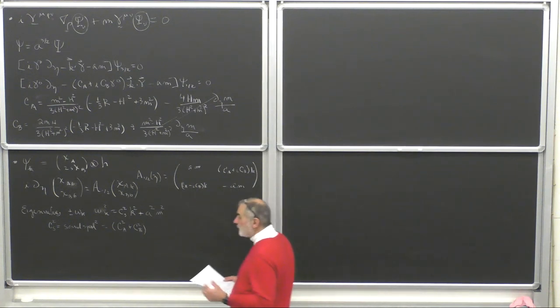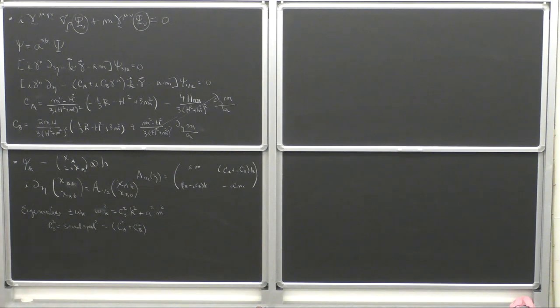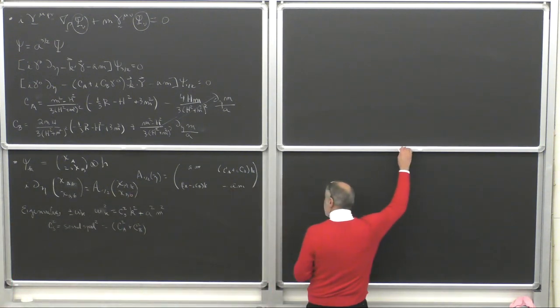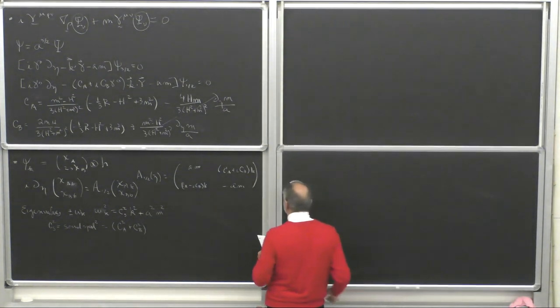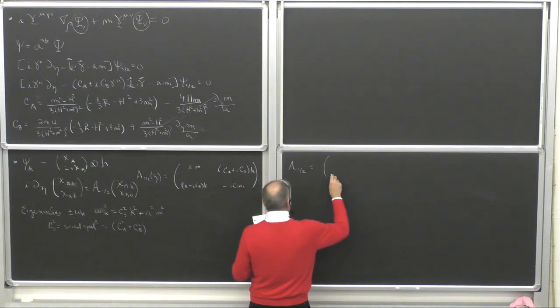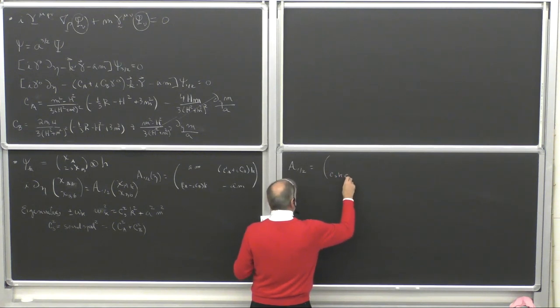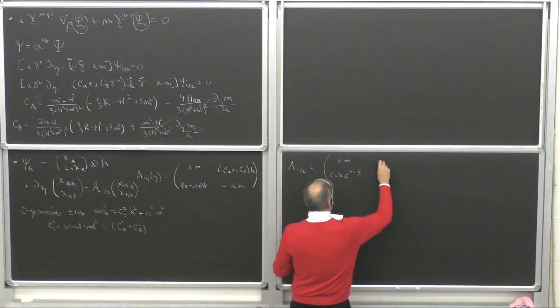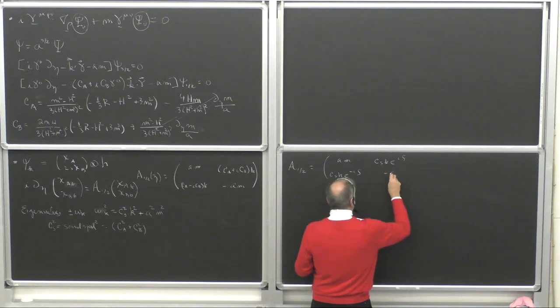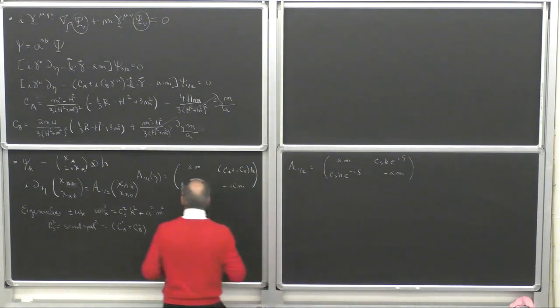All right, so we're going to follow the procedure. It's going to be a little bit more complicated, but follow the procedure that we did for spin 1/2. We're going to diagonalize the matrix. We're going to express it in terms of the eigenfunctions. So in order to do this, it's convenient to express A over 2 as a Hermitian matrix. It is a Hermitian matrix, so we can express it as CS k e to the minus i zeta, A m; CS k e to the plus i zeta, minus A m.